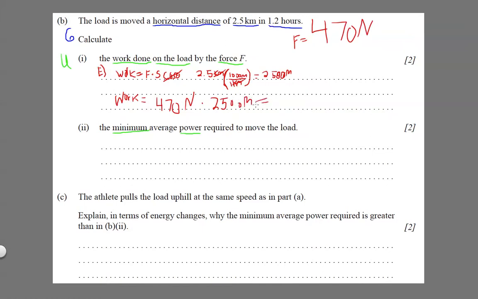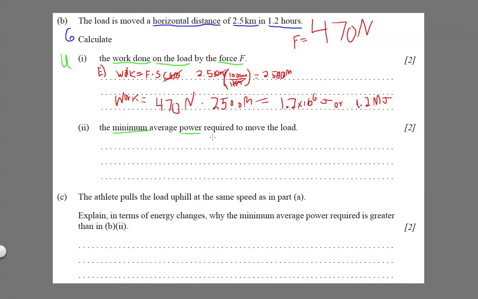This equals 1.2 times 10 to the 6th joules, or 1.2 megajoules, because mega is 10 to the 6th. Okay, so we got the energy required.